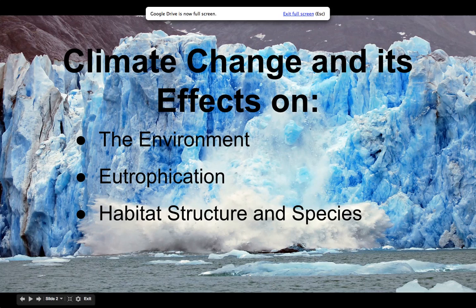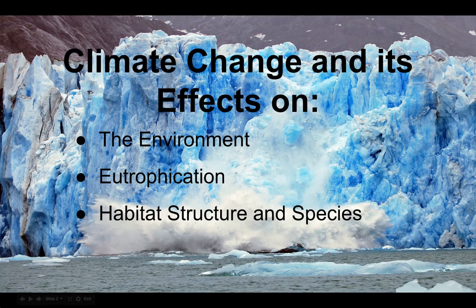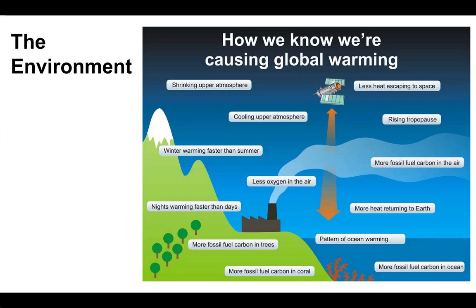My main idea is climate change and its effect on the environment, eutrophication, and habitat structure and species. My first point is about the environment and basically the idea of global warming, which is the gradual increase of temperature in the air in the lower atmosphere. And this happens when the gases from the greenhouse escape to the atmosphere and form a blanket that prevents the sun's radiation from going to the stratosphere, which makes the atmosphere warmer.